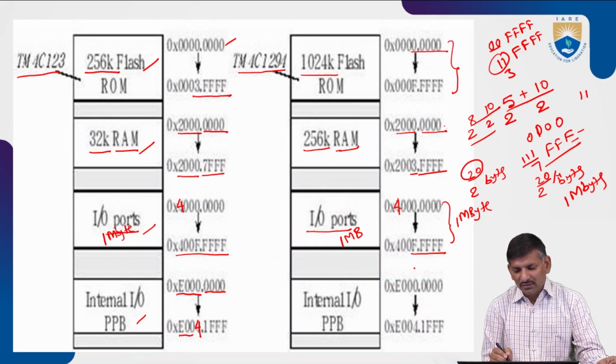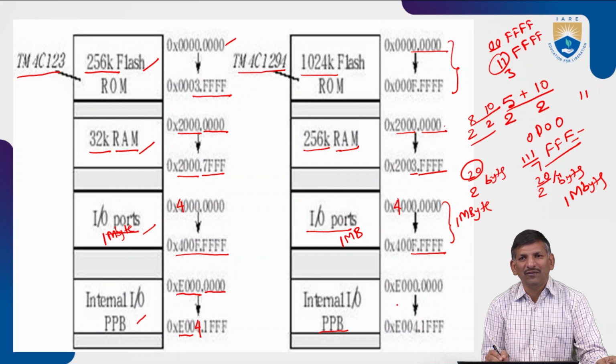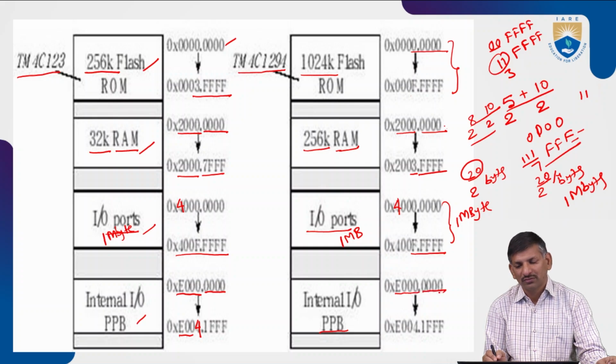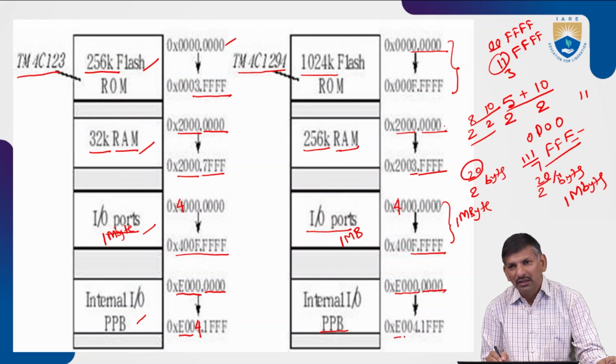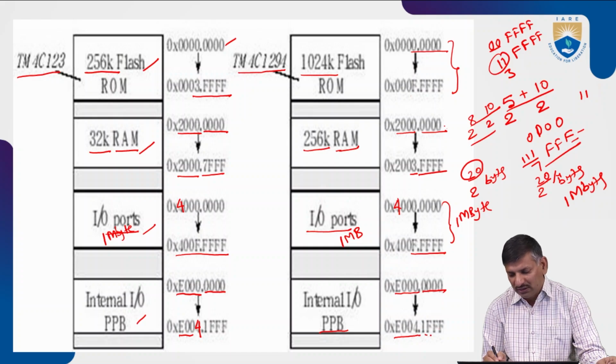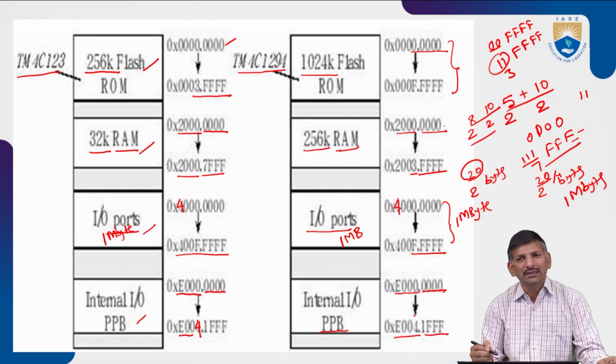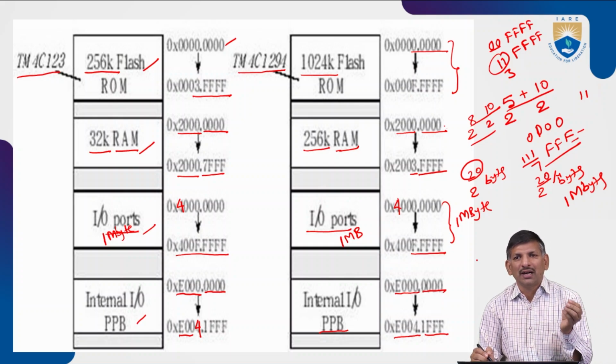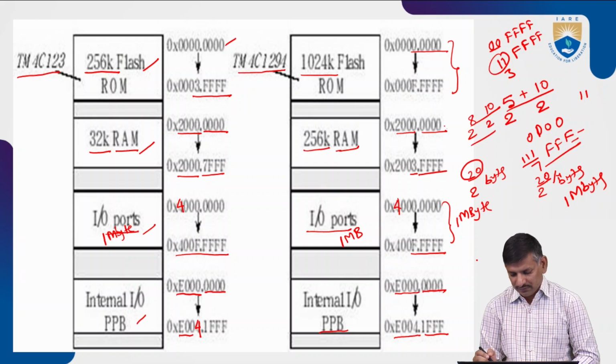Okay. Next, for internal peripherals, internal private peripheral bus, PPB means private peripheral bus. The starting address is E000 0000 and ending address is E004 1FFF. Like this, based on the particular microcontroller and corresponding memory size, the address range varies.